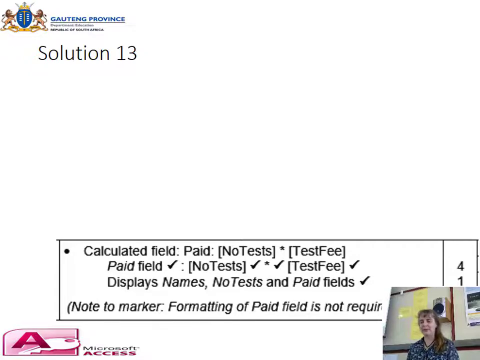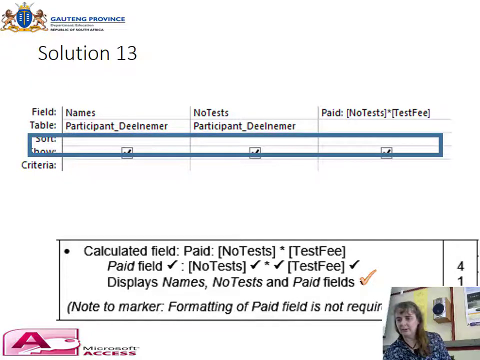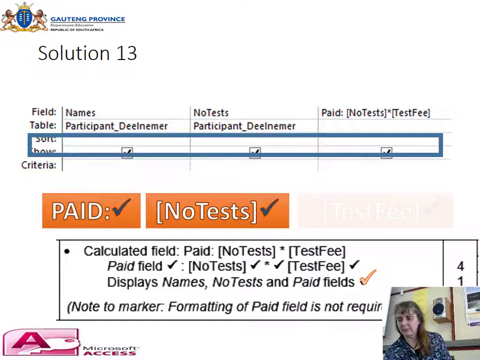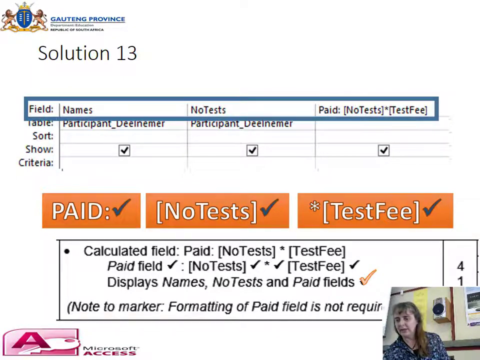So here we go. Paid field, the name, number of tests, multiply by the test fee. Display names, no tests, and paid fields. Note to marker, formatting of paid field is not required, meaning the kids didn't need to go and make it visible or any of those things. The main aim here is the calculated field itself. Okay, so there we go. That's what it looks like. So there's our fields.